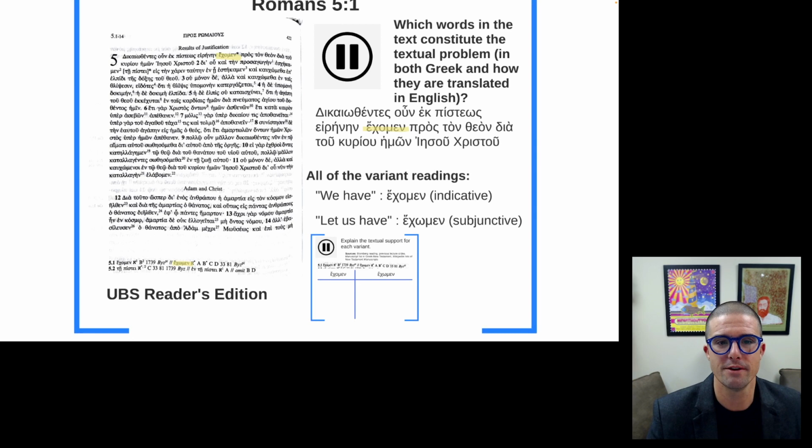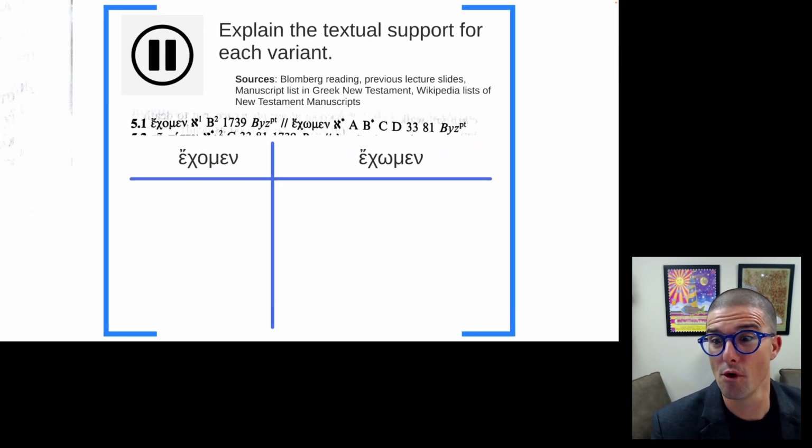So those are our two different options, and we're going to move further into, and this is going to be more work for you here, explaining the textual support for each one of these variants.